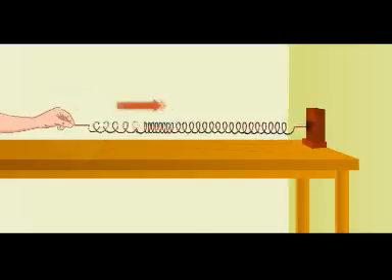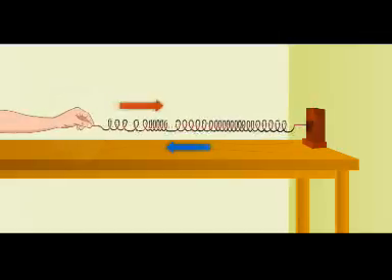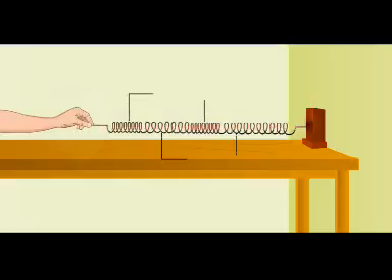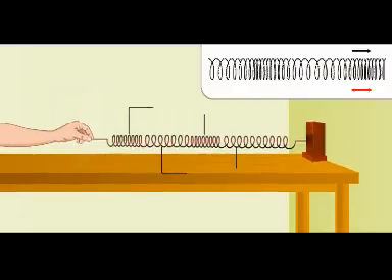The highest and the lowest points of a longitudinal wave are called compressions and rarefactions. A longitudinal wave is a wave in which the motion of the individual particles of the medium is in a direction parallel to the direction of the propagation of the wave.